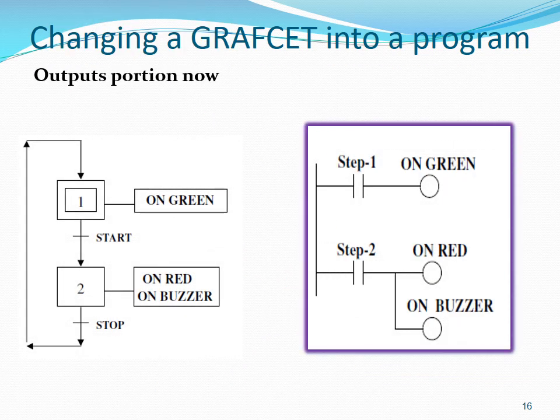And finally, we go into the section of the ladder program that is used to turn on and off the lights and the buzzer. The first rung is used to turn on and off the green light. As long as we are in step 1, the green light output is going to be energized. The second rung is used to turn on and off the red light and the buzzer. As long as we are in step 2, the red light and the buzzer outputs are going to be energized.